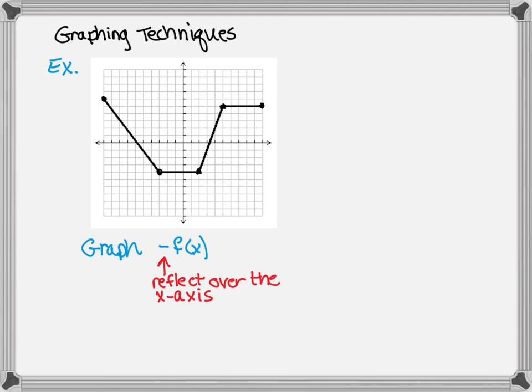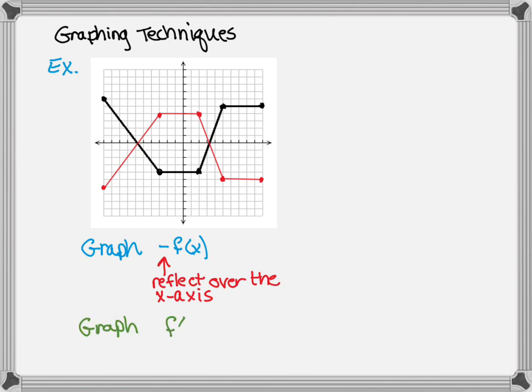So this first point on the left will reflect over to here. The second point reflects to here. The third point reflects here. The fourth point reflects over the x-axis to here. And the fifth point reflects over the x-axis to here. And now I'll connect those points in the same order. So 1 to 2, 2 to 3, 3 to 4, 4 to 5. And there's my graph reflected over the x-axis. So here's the graph of negative f of x.